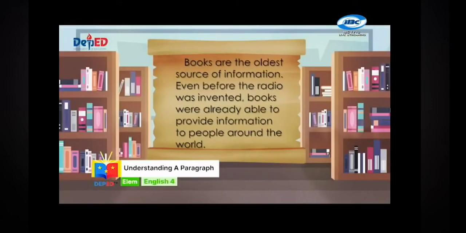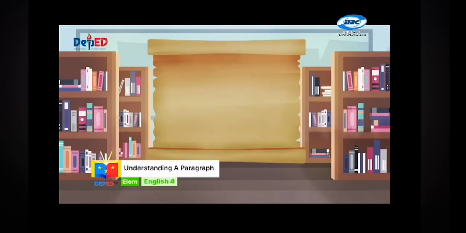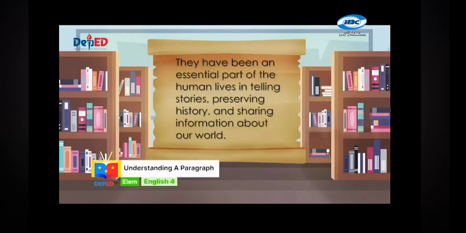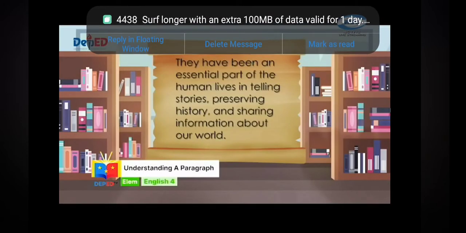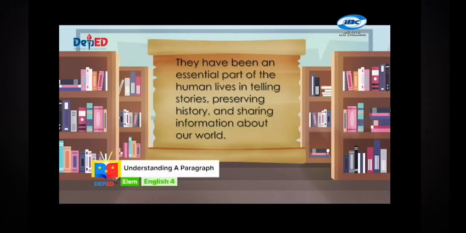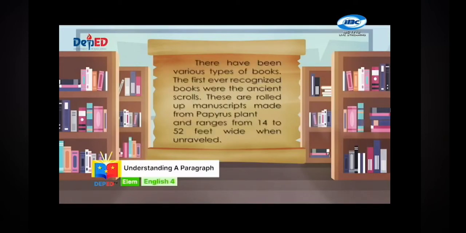Books are the oldest source of information. Even before the radio was invented, books were already able to provide information to people around the world. They have been an essential part of the human lives in telling stories, preserving history, and sharing information about our world. There have been various types of books.